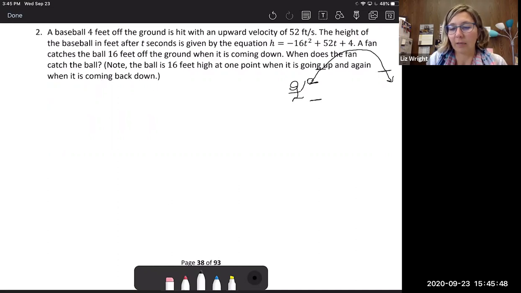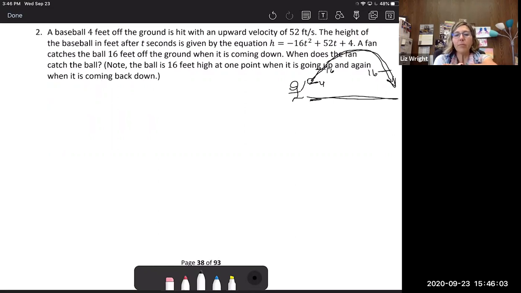Because if it's down here 0, and then you're hitting it, and this is 4, and this is definitely not drawn to scale, then as it's going up, it's going to be at 16 feet, and then back down as the fan catches it, it's going to be at 16 feet again. So we are needing to plug this back in.